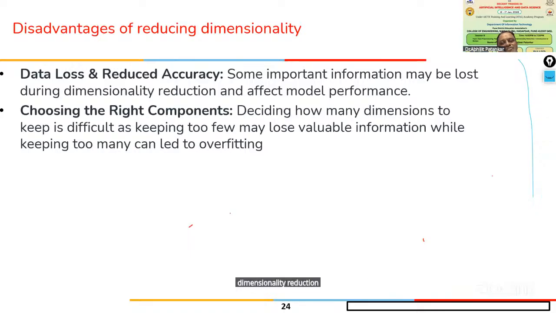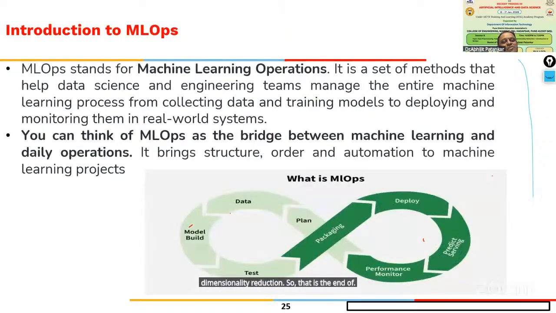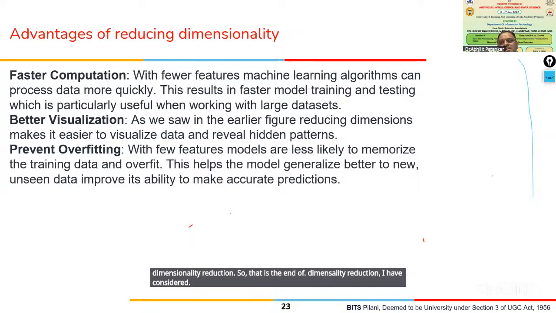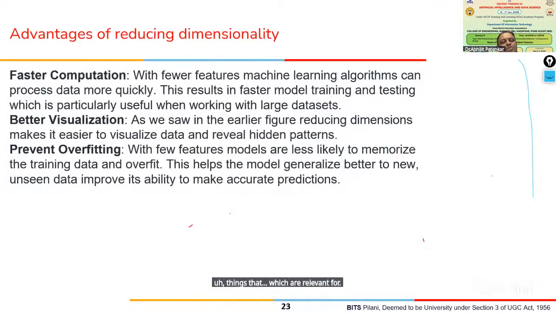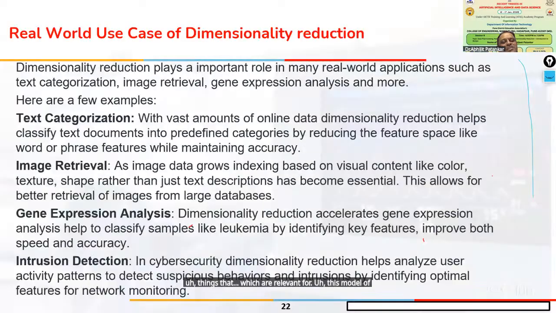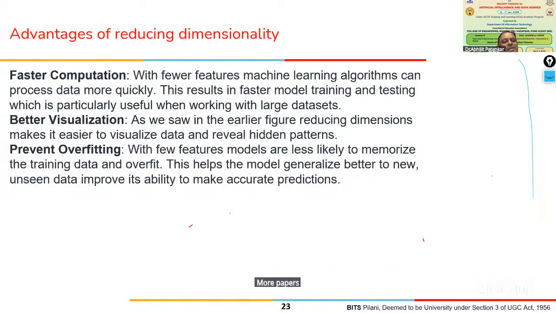So that is the end of dimensionality reduction. I have considered things which are relevant for this model of dimensionality reduction, and these are some of the case studies, on which you can learn more from papers.